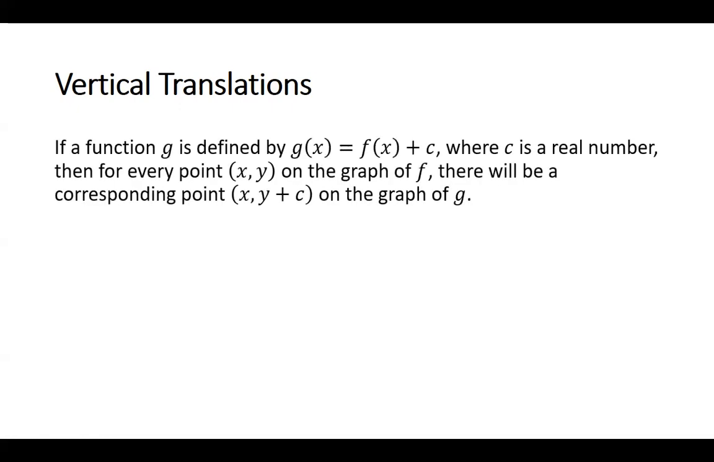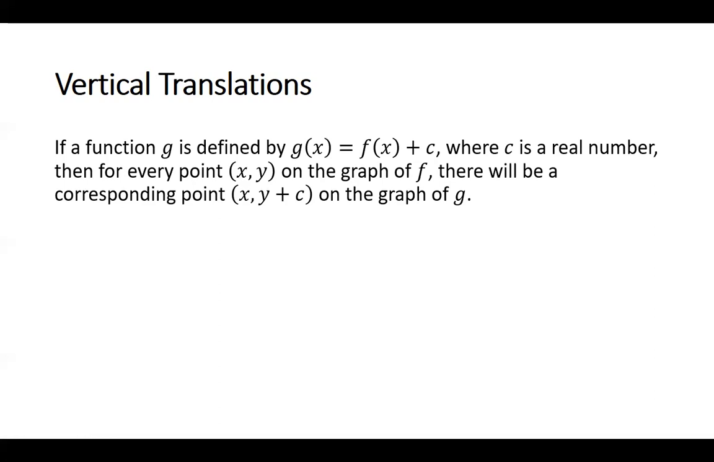If a function g is defined by g of x is equal to f of x plus c, where c is a real number, then for every point x, y on the graph of f, there will be a corresponding point x, y plus c on the graph of g. So what it's saying is, if you add c to the output of the function, then you're going to shift that function up by c, assuming that c is a positive number. If c is a negative number, you're going to shift it down. But that's all it's saying.